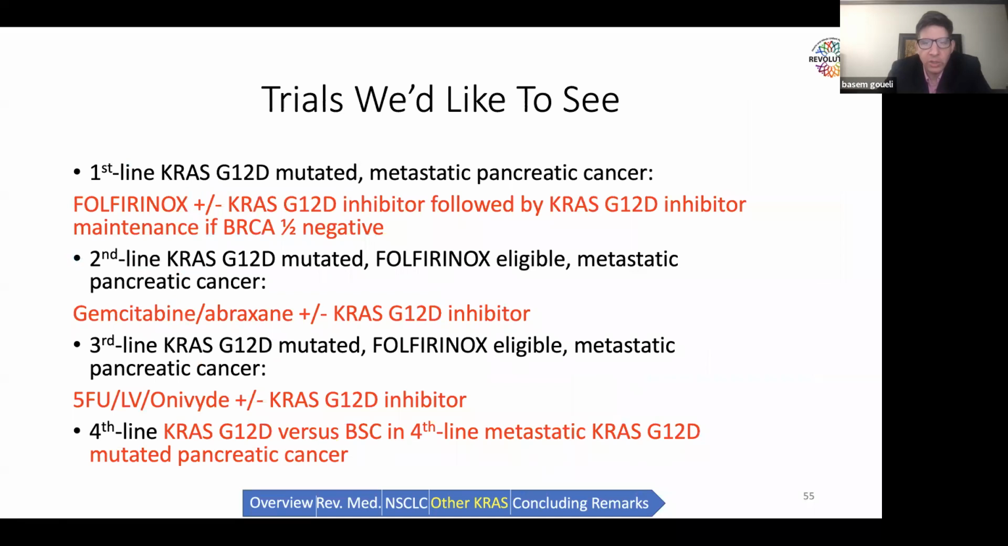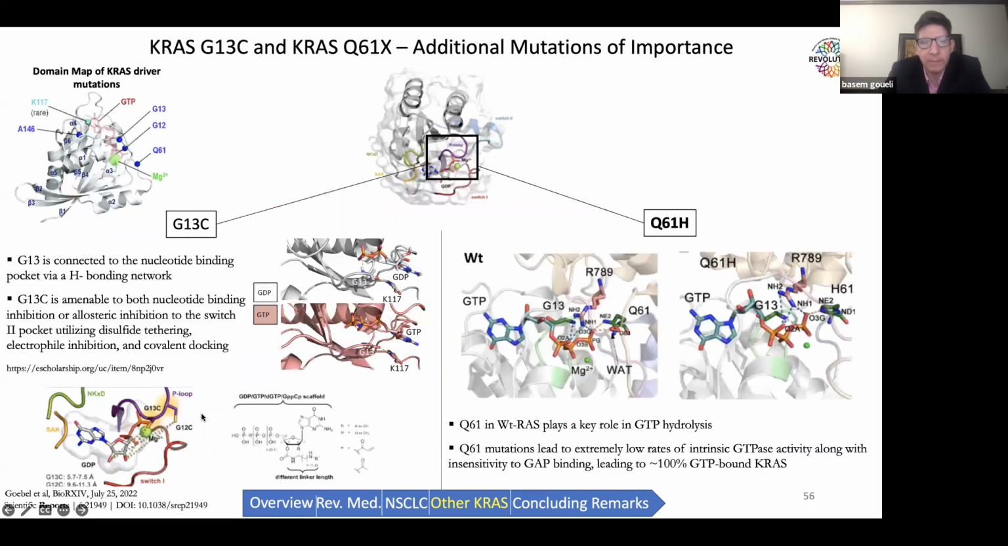Trials we'd like to see with this KRAS G12D inhibitor, right now they're looking at it as a single agent in various tumor types. MD Anderson has this drug on trial, but certainly metastatic pancreatic cancer, up and down metastatic pancreatic cancer, which is a huge area of unmet need. We'd love to see it first line with FOLFIRINOX. We'd love to see it second line with Gemabraxine. We'd love to see it third line with 5-FU, leucovorin, and Onivyde, and even fourth line against best supportive care. We would love to see people use this drug and target that mutation in pancreatic cancer.